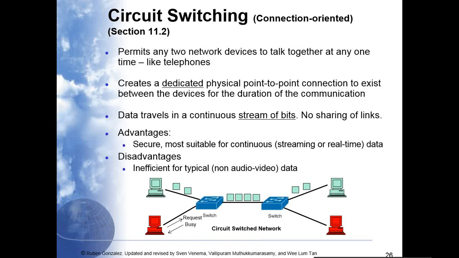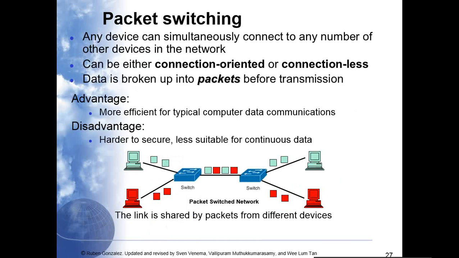The disadvantage is that it's inefficient for typical non-audio visual data. Right? So normal data, it doesn't have to go through the network in the same order. It can just be combined or recombined at the other end without any problems. Okay, for voice communication, that's very difficult. You're going to get garbled communication. So packet switching, any device can simultaneously connect to any number of other devices in the network.